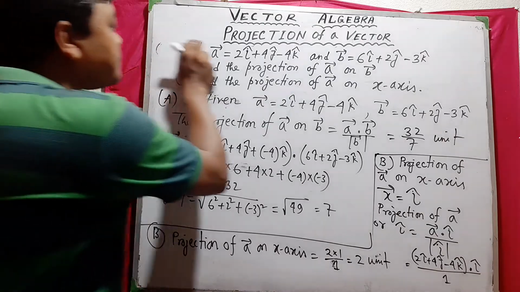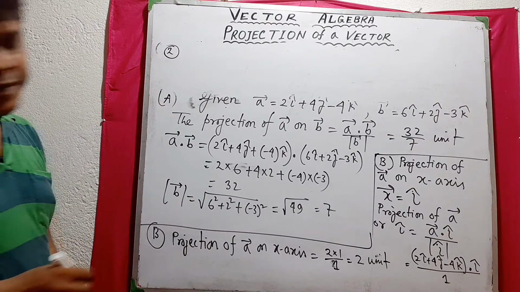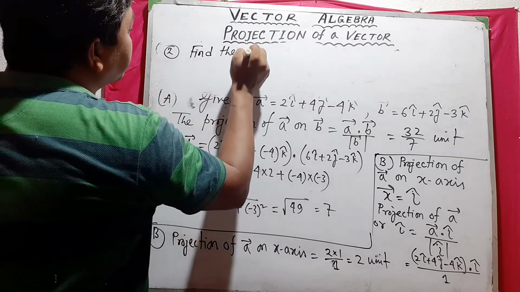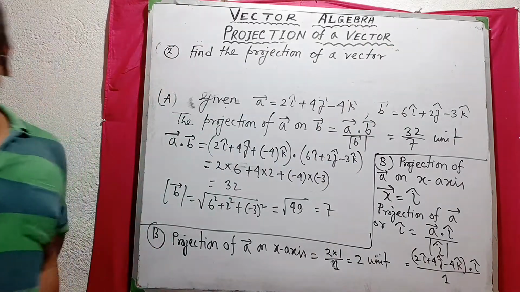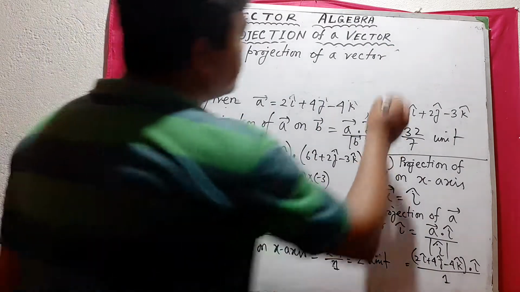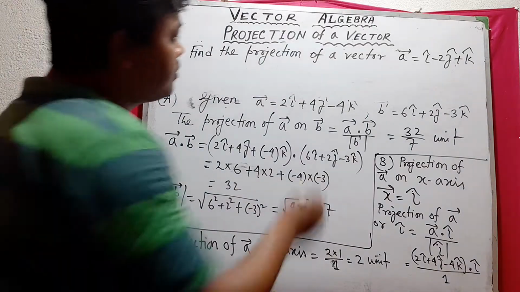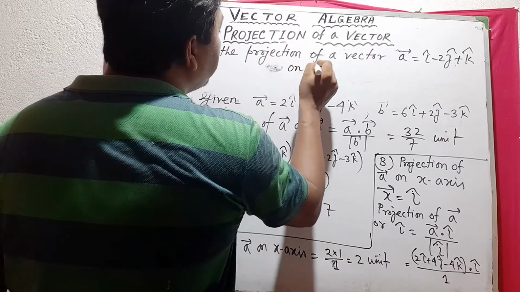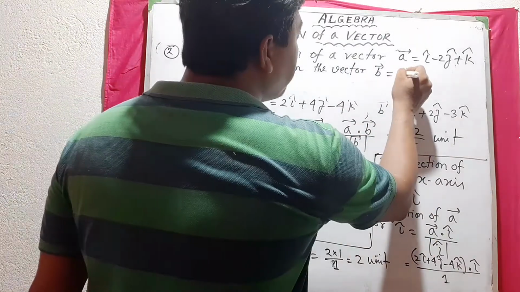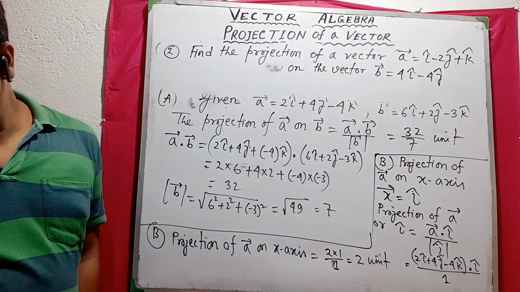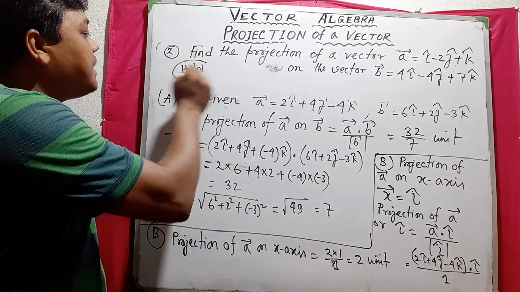Next, problem number 2. Find the projection of vector A equals I cap minus 2j cap plus k cap on the vector B equals 4i cap minus 4j cap plus 7k cap. This is your homework. I have shown how to solve this kind of problem, so you can do it yourselves.